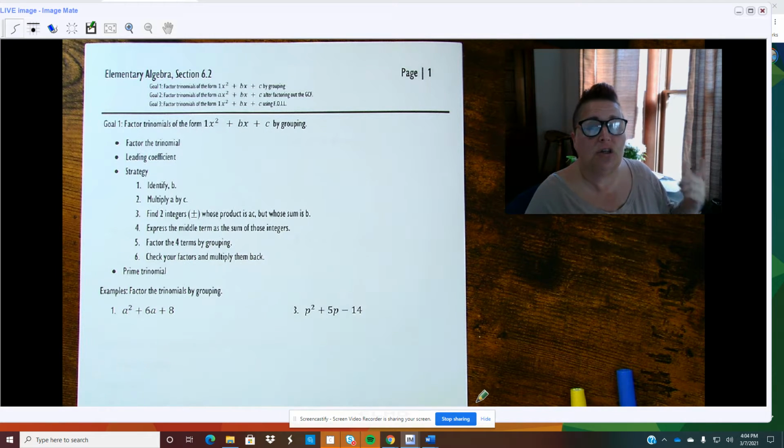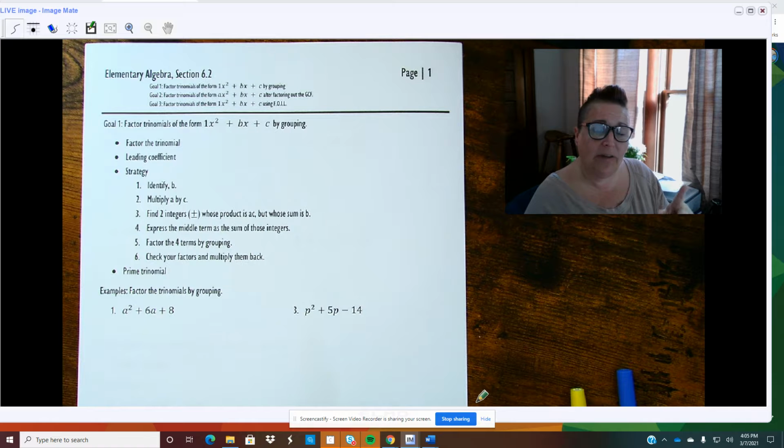We are going to use a specific strategy where we, first of all, identify the value of b. Then we're going to multiply a by c, a being our leading coefficient, which in our case for today will be 1. Now, we're going to find two integers, positive or negative, who, when multiplied together, give you the value of a times c, or 1 times c in our case, but whose sum would be equal to b. So we want them to multiply to c, and we want them to sum to b. We're going to break that middle term apart to express it as the sum of those two integers, and then we're going to factor by grouping.